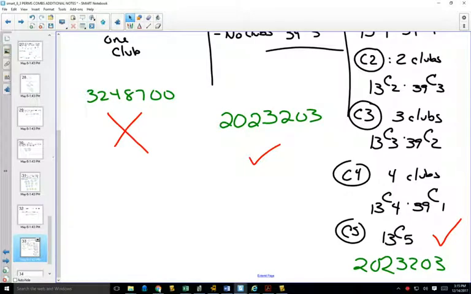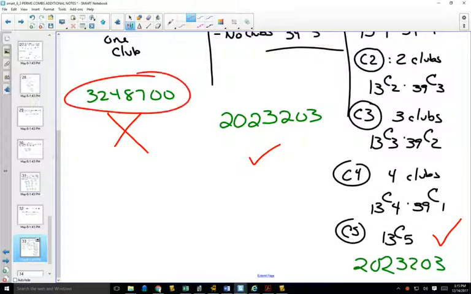So the question is, what went wrong in the logic for the first one? Everything seemed right. I picked a club, then I picked more. Why did I get a number? Why is this number more than the possibilities, right? So let's find out why this is wrong.